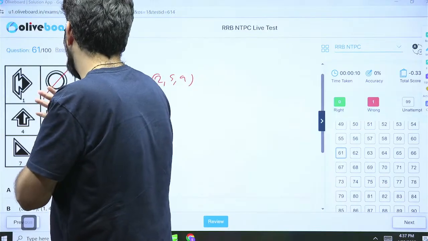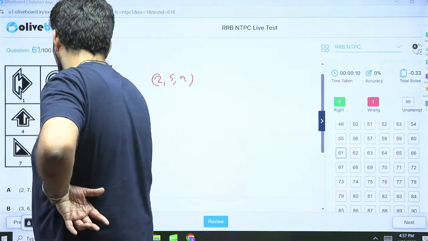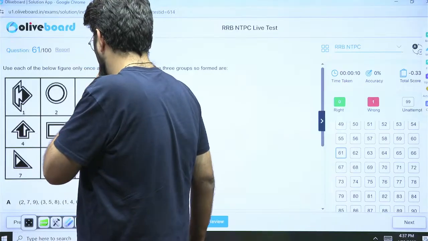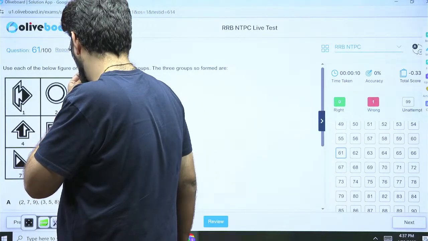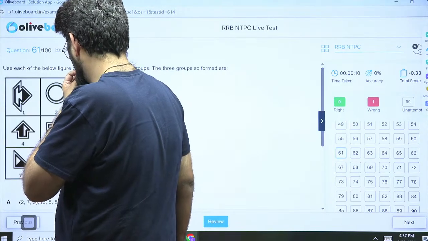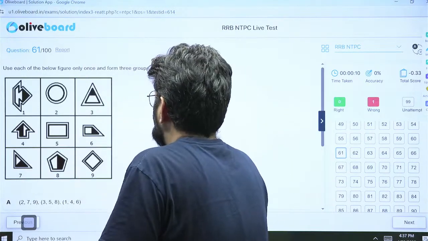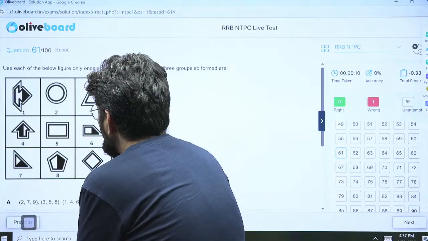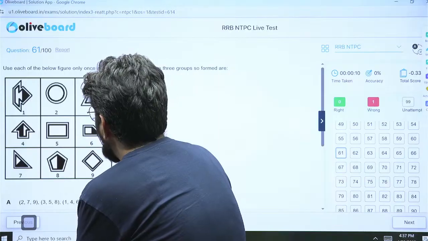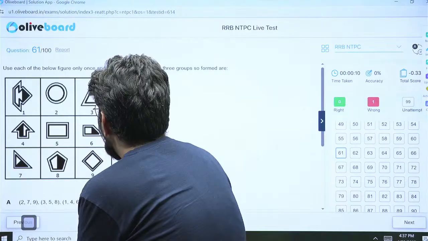Four, 7, 8. I still feel they should have been together, but I don't know. They are not accepting that. 1, 3, 6. And 4, 7, 8. So I think in 4, 7, 8, they are giving us half of the figures to be white. And in the other ones, see, black is equal to white and white is more than black. Yeah, I think this is the logic.